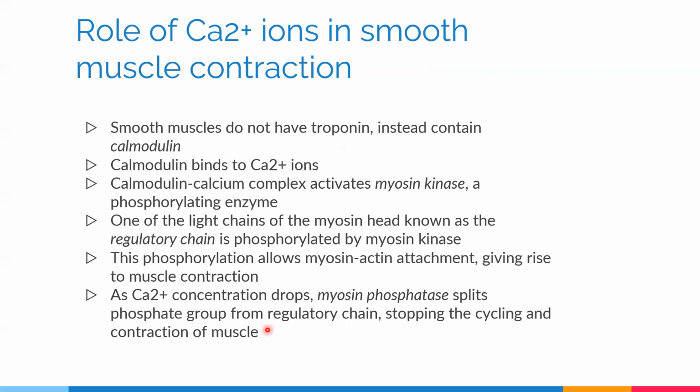As calcium concentration drops, another protein, myosin phosphatase, splits the phosphate group from this regulatory chain, which had allowed the myosin-actin interaction. This stops the cycling of the myosin cross bridges and allows the relaxation of the muscle.